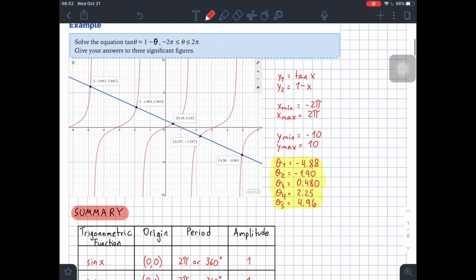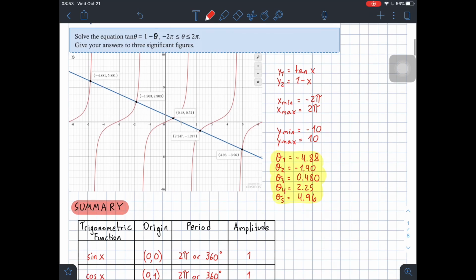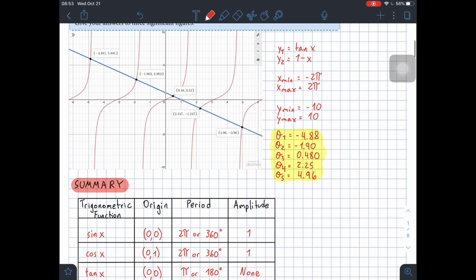So if you put in your calculator, shift G-solve, intersect, you're going to get all of these points of intersection over here, which correspond to these 5 results over here, okay? So all of those answers are possible answers for this particular equation. So that's how you solve this using the calculator. It's quick and it's easy.